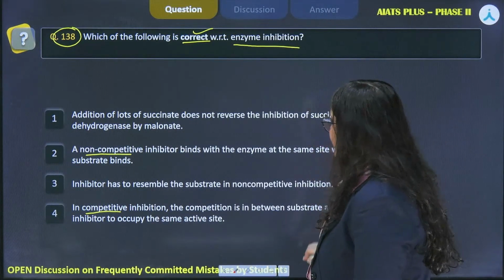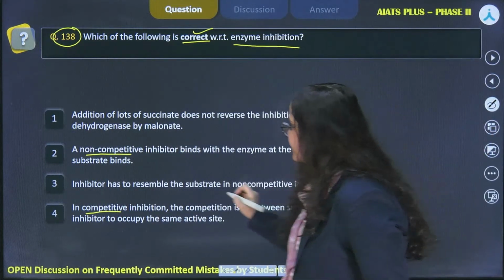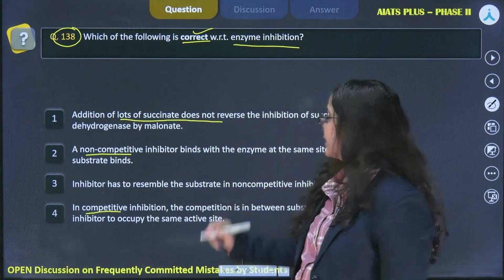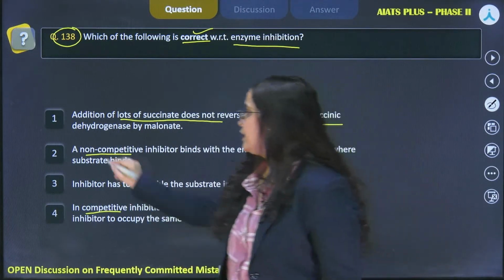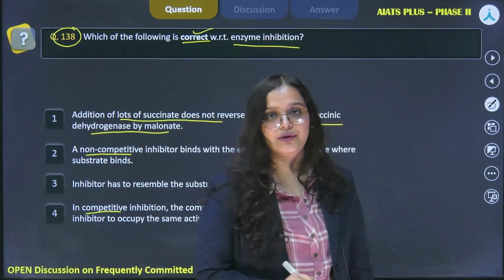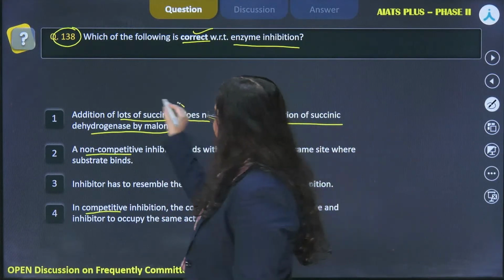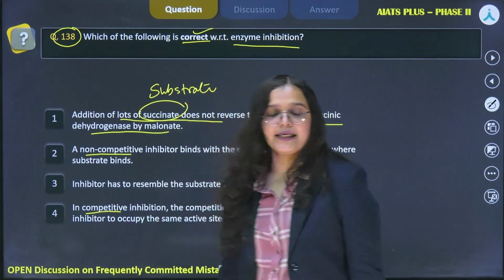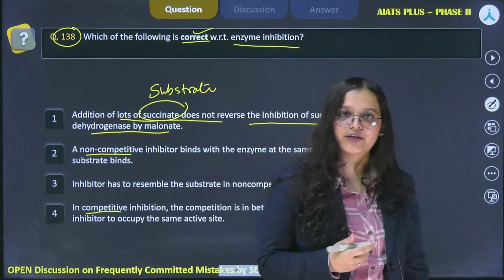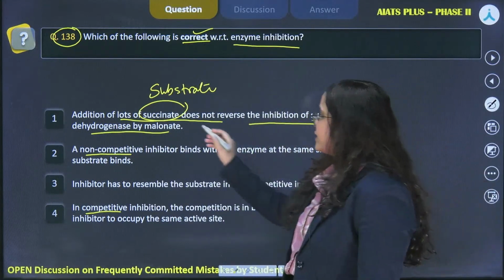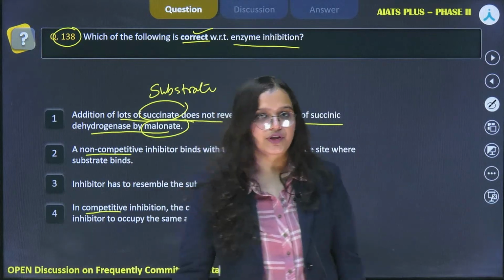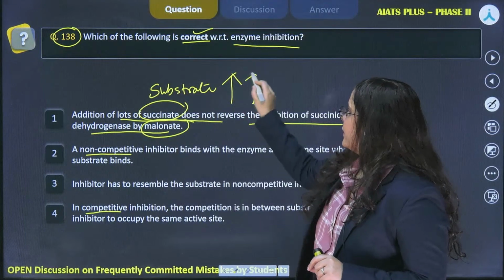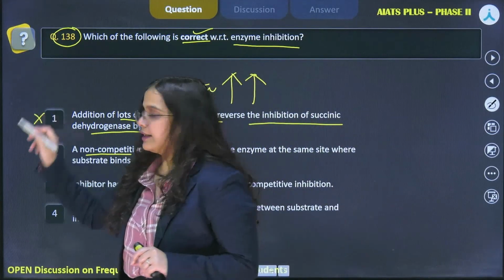Our first option states that addition of lots of succinate does not reverse the inhibition of succinic dehydrogenase by malonate. So dear students, as we discussed already, succinate is the substrate, and the reaction of succinate with succinic dehydrogenase in the presence of malonate represents competitive inhibition, and it can be overcome by increasing the concentration of the substrate. Therefore, our option 1 is incorrect.